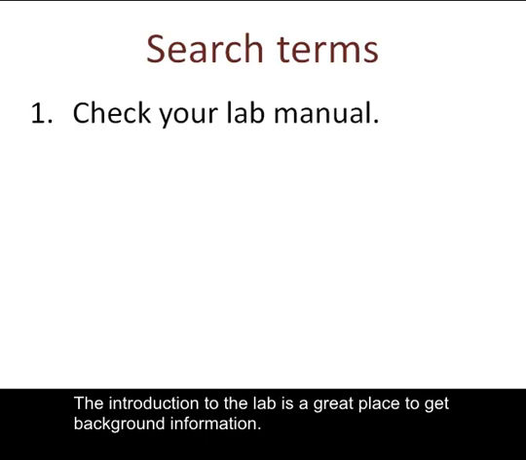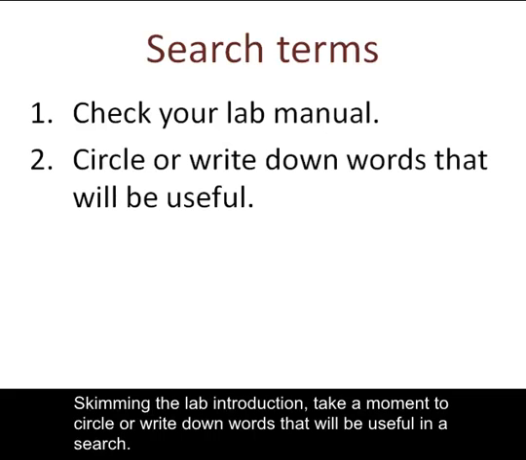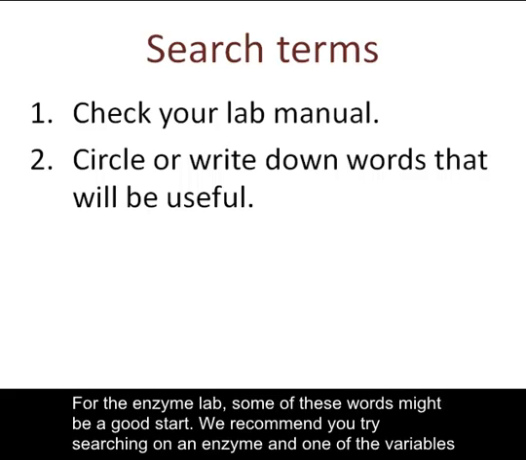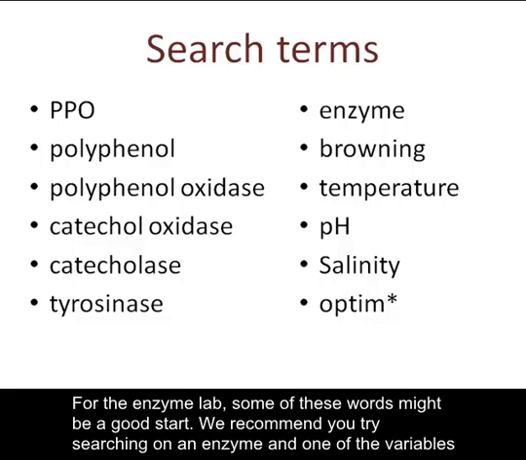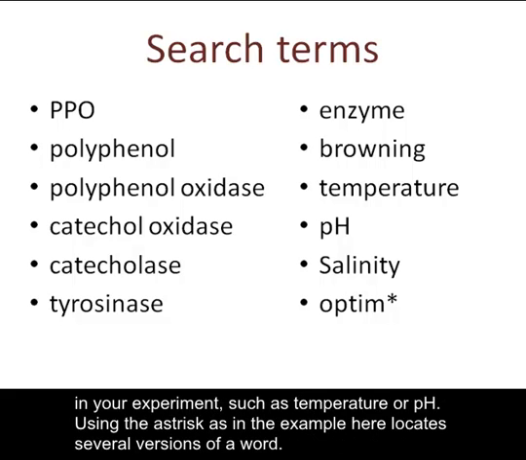The introduction to the lab is a great place to get background information. Skimming the lab introduction, take a moment to circle or write down words that will be useful in a search. For the enzyme lab, some of these words might be a good start. We recommend you try searching on an enzyme and one of the variables in your experiment, such as temperature or pH. Using the asterisk, as in the example here, locates several versions of a word.